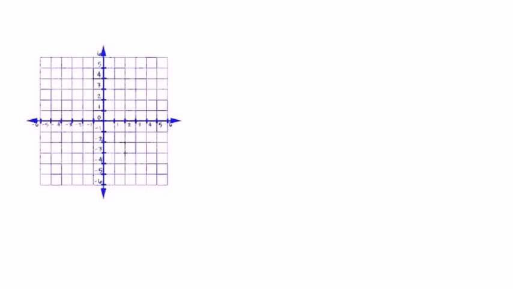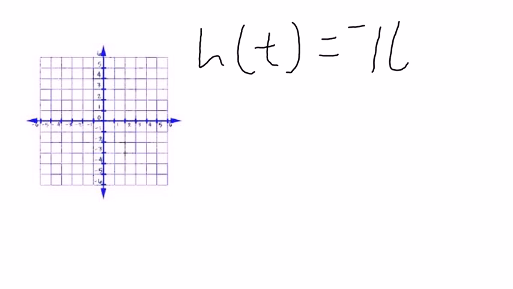Next one we got, if an object is dropped from a height of 38 feet, the function h(t) equals negative 16t squared plus 38. Okay, basically basic gravitation. Give the height of the object after t seconds. So you want to graph the function. You have different choices here. Basically it's going to look like this.